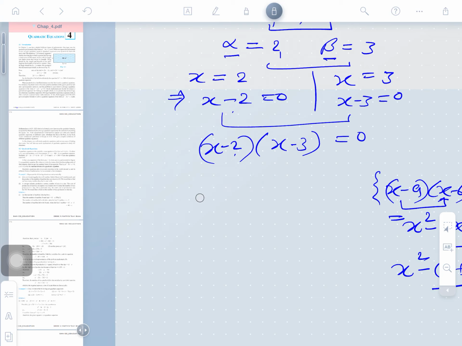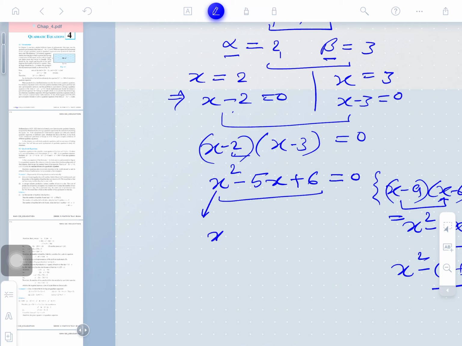Clear? If you already remember this identity, there is no need to tell this again. So it's x square, and what is their sum? Their sum is 5, and what is their product? Their product is 6. So this typical quadratic equation is coming. Why is it called an equation? Here only two values of x will be there, one is alpha and the other is beta.